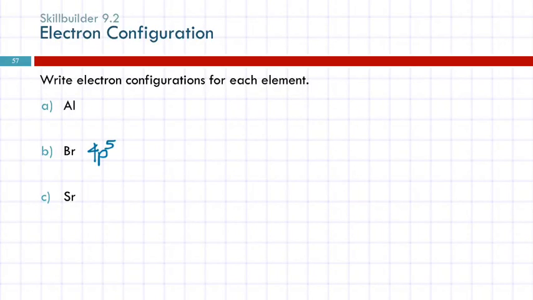So if we are going to do, let's do the noble gas shorthand first this time. What's the noble gas right before bromine? Argon. So argon, and then we look at what's coming after argon. Argon's the end of the third row, so we go to the fourth row, and we've got the 4s, and that's going to get full with 2 electrons.